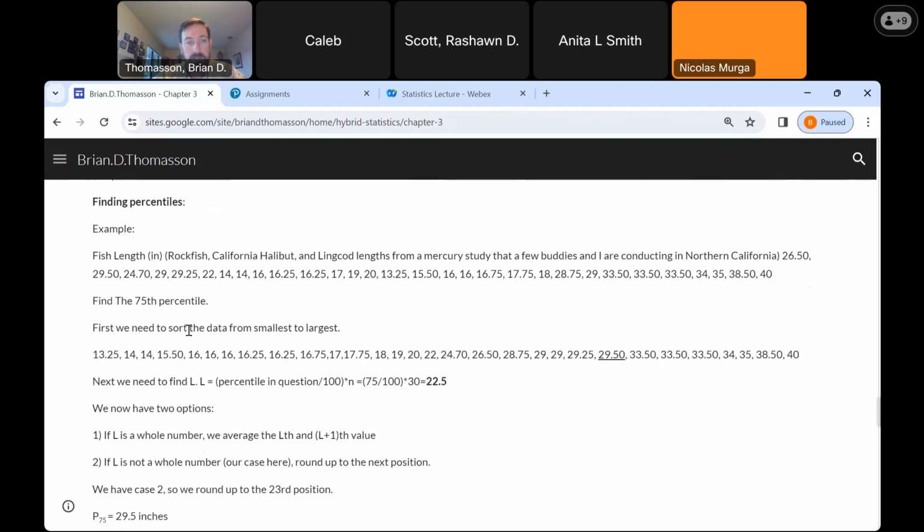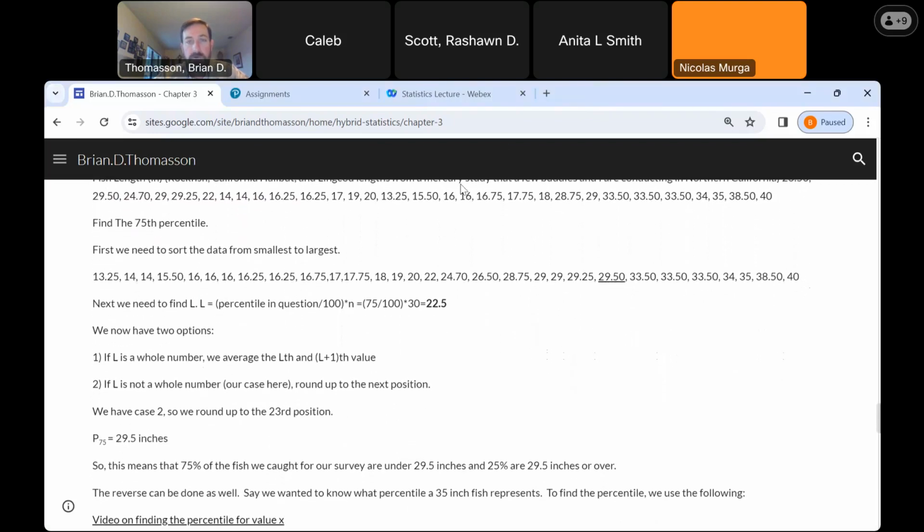We have our fish length data, and notice that when I first wrote all these down, they were out of order. The first thing you have to do is put the data in order. So I reordered the data from smallest to largest here. StatCrunch does that for you, but if you ever have to do this on your own, you definitely need to have them in order. Otherwise, you're going to make a mess of it. What we're trying to do in this case is find the 75th percentile.